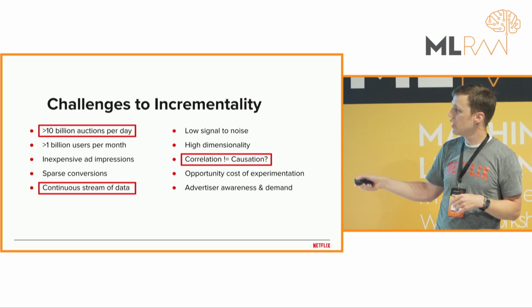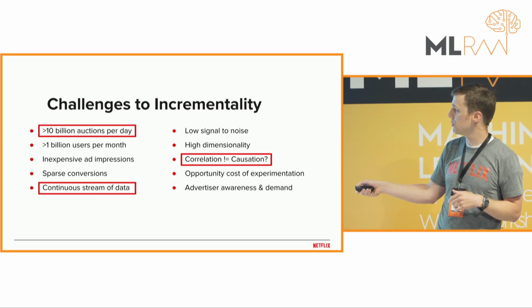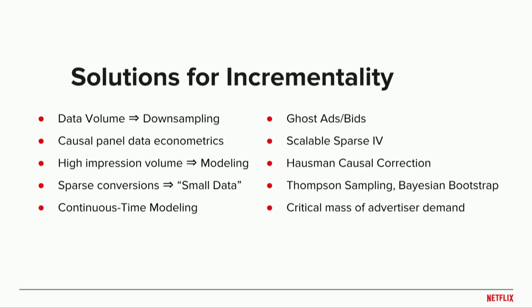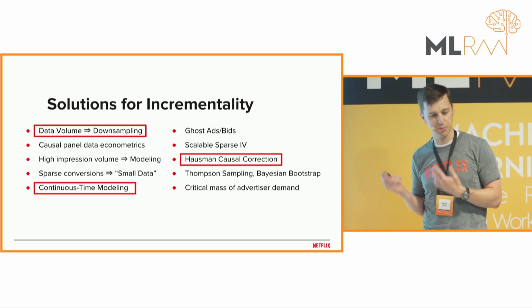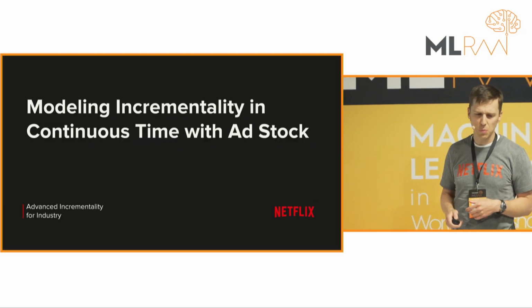How do we deal with the huge scale of data in continuous time? And then how are we going to disentangle correlation from causation? We're going to use IV, these instrumental variables, but we're going to have to be careful about how we go about it. All right? And so here are the solutions to each of these problems. Again, focusing on downsampling, continuous time modeling, and what I'm calling the Hausman causal correction. And that'll make more sense later. OK.